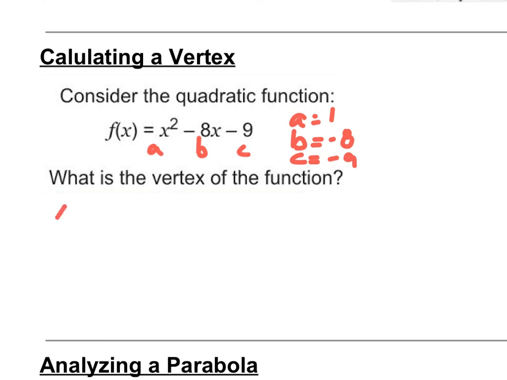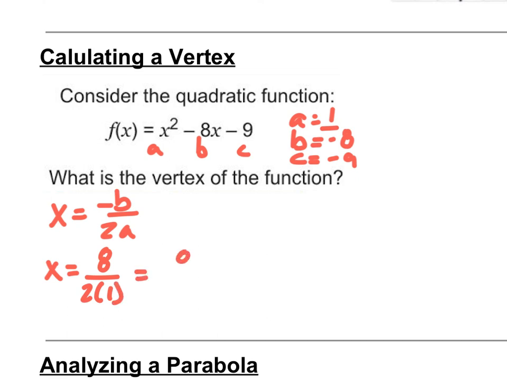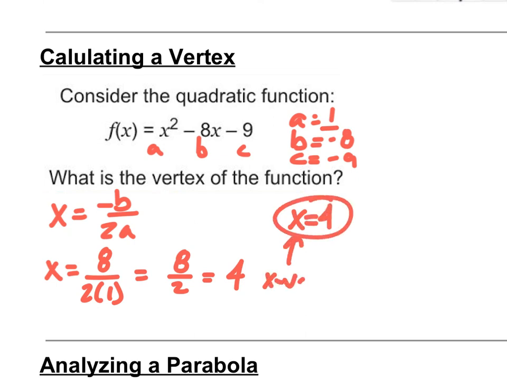For me to find the vertex, I have to use the formula x is equal to opposite b over 2a. So x is equal to opposite b. Now b is negative 8, so opposite negative 8 is going to be positive 8, over 2 times a, which is 1, so 2 times 1. This gives us 8 over 2, which is 4. So we get x is equal to 4. This is the x value of the vertex, and it's also the axis of symmetry.